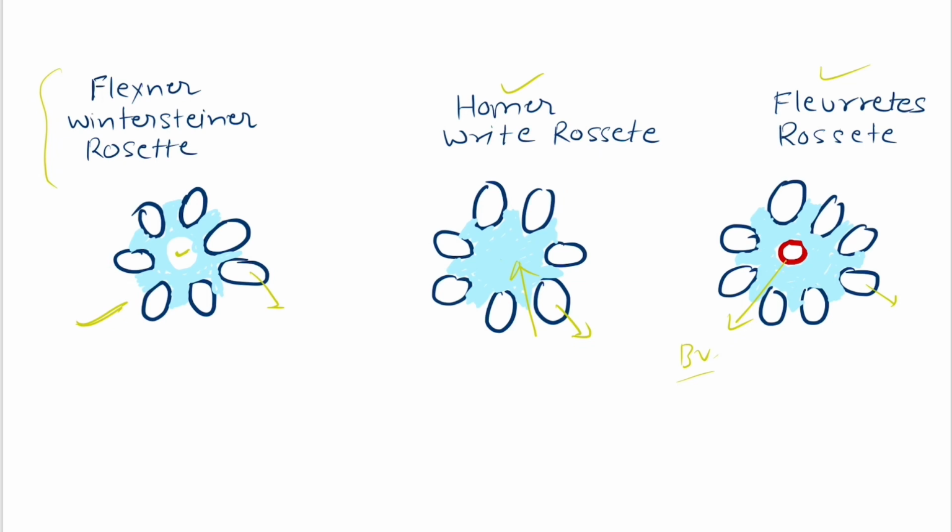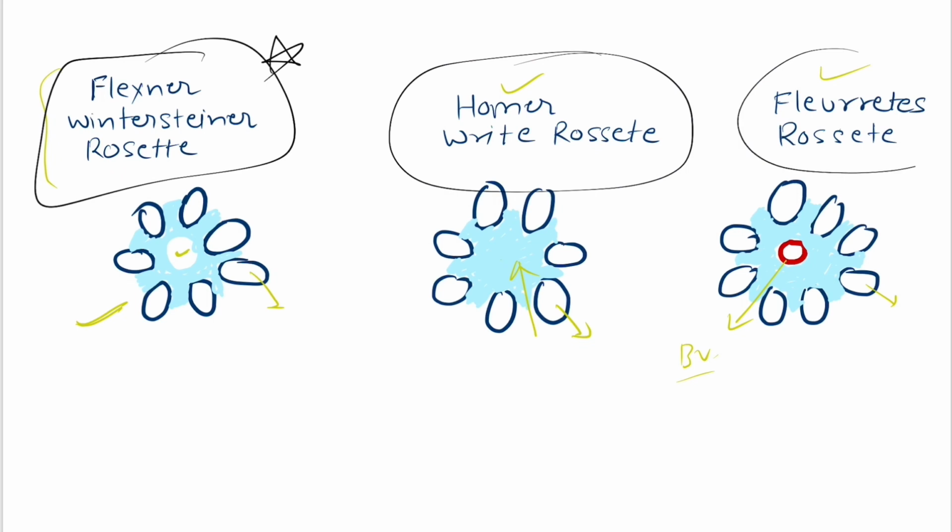What's the most important and most specific and pathognomonic for the retinoblastoma? This is Flexner with the pseudo rosette. This is the most important one. But these are also seen in the retinoblastoma, but they are not pathognomonic.